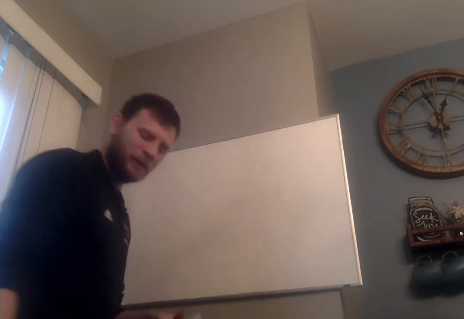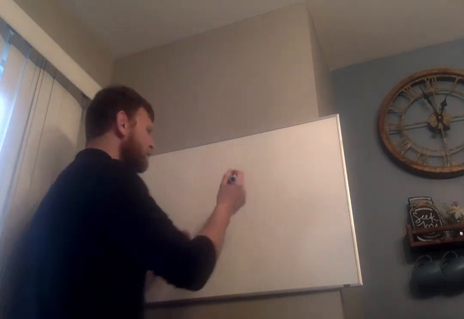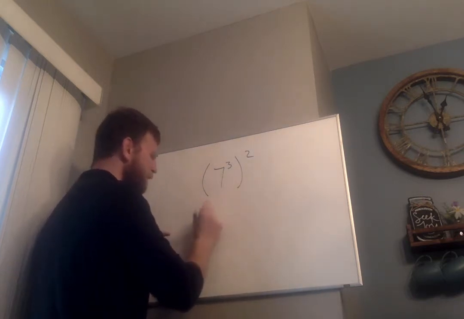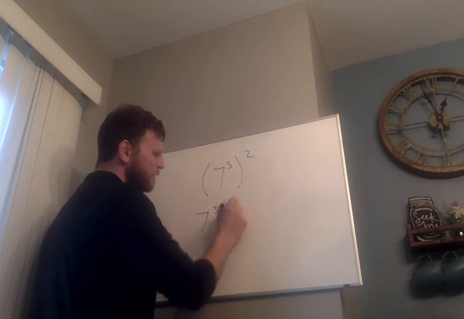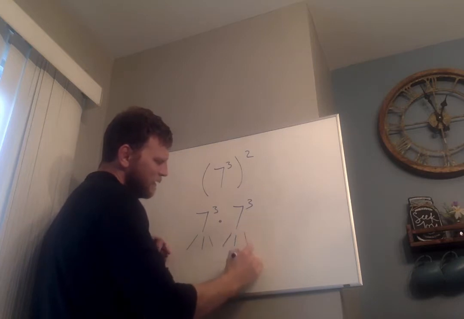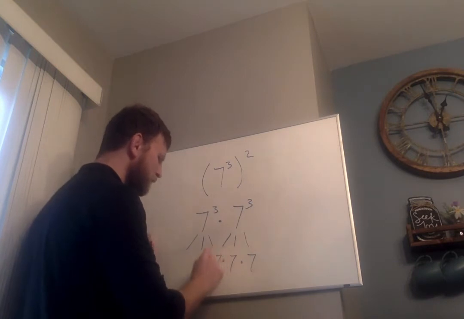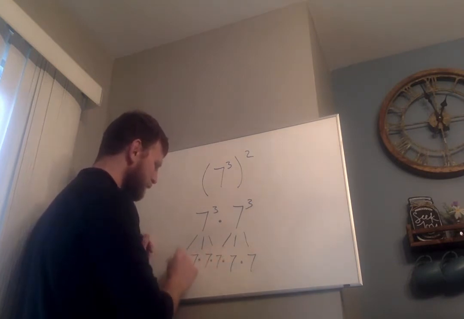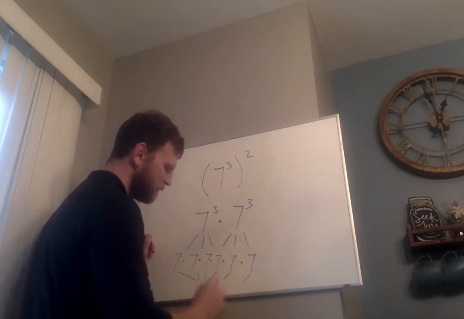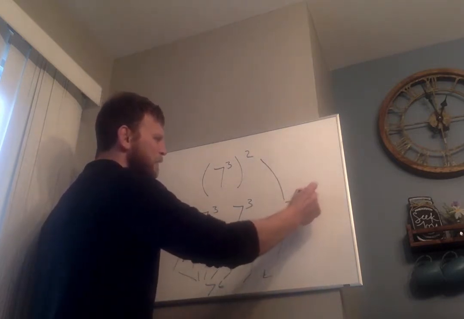Now, what about the other ones? Okay? What about the other rules? Okay, well, what does this mean? Well, this means I have 7 to the third 2 times. And each of these means I have 3 sevens. 1, 2, 3, 4, 5, 6. 7 to the sixth. So how do I go from here to here real quick? Well, that's 3 times 2.